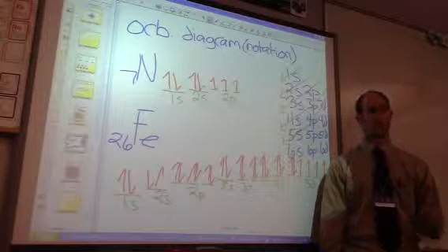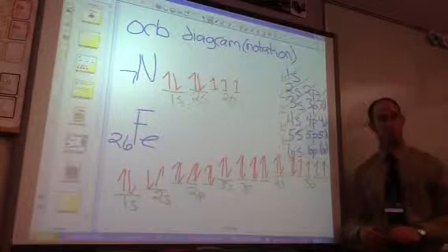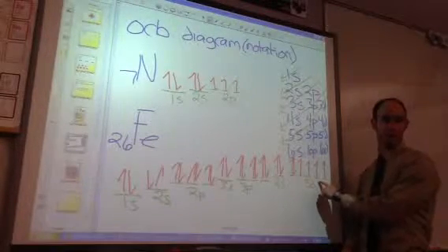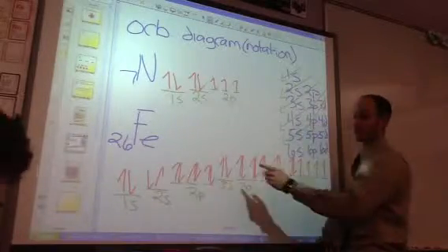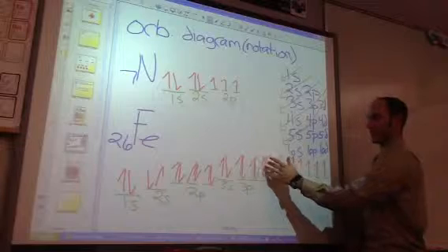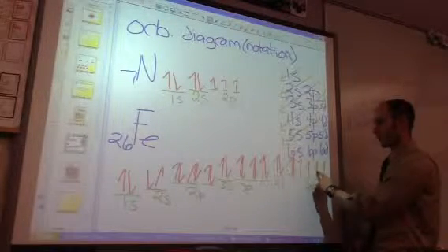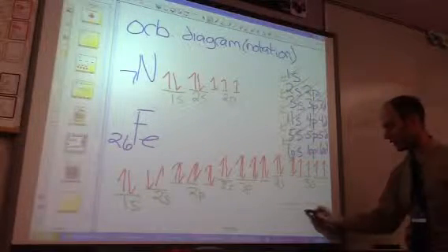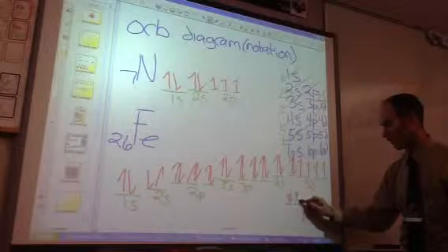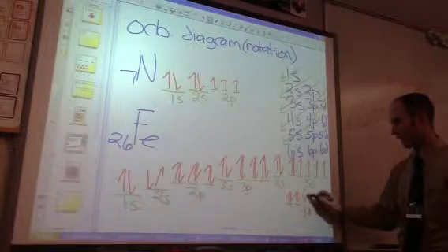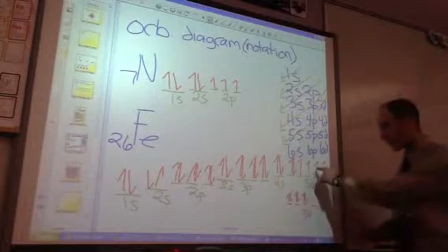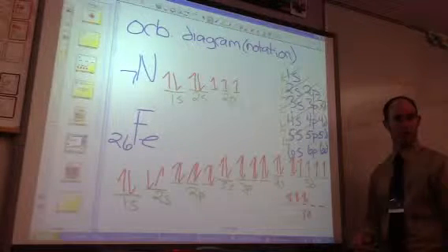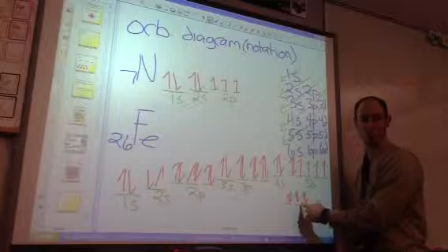Good question. Why am I not doubling up here? I ran out of electrons. I only have 26. I can't do 1, 2, 3, 4, 5, 6 and leave 2 blank. If this was 3d, everyone has to get one, so I've got to be fair. I put 1 there, 1 here. That's the rule you have to follow.